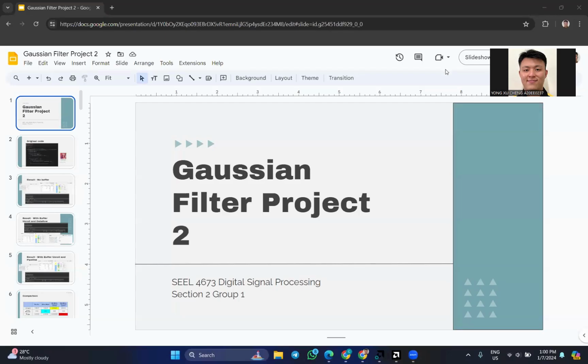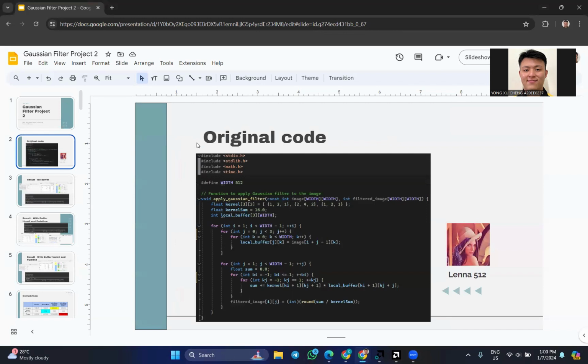Hello everyone, we are from section 2 group 1. Today we are going to demonstrate some optimizations that can be used to improve the performance of our Gaussian filter. First of all, let us recall the original code.